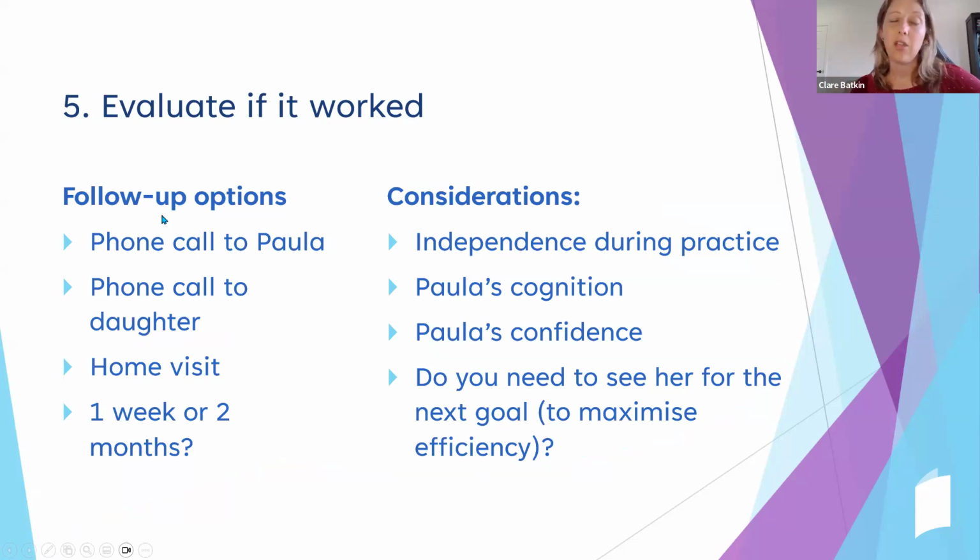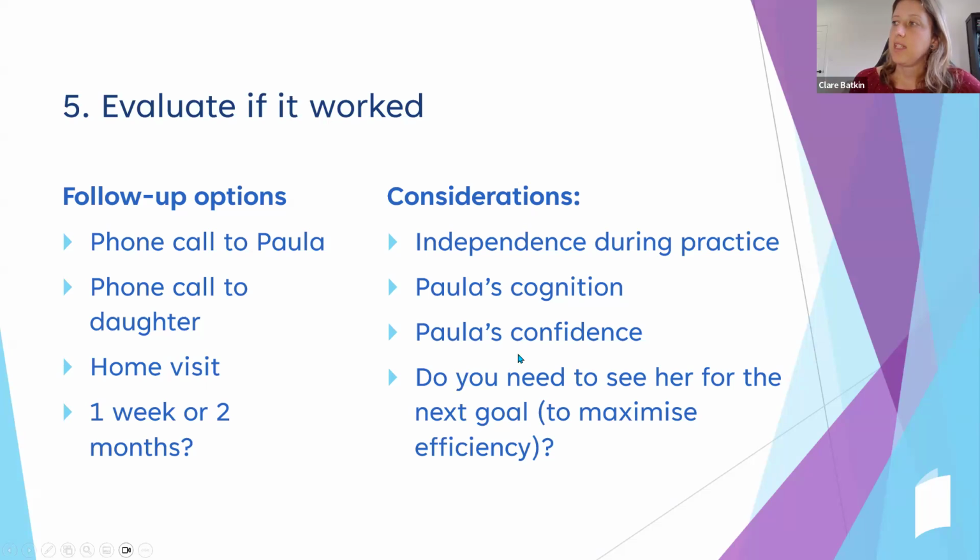So in terms of how you can follow up, it could be that you do a follow-up phone call to Paula and just ask her whether she's using it, if there's any issues. If her daughter's been involved, you can maybe call her daughter and ask her as well, depending on what you thought about Paula's cognition when you were doing those visits. You could actually go back and do another home visit yourself, and it could be that you do that a week later or as much as 2 months later, depending on lots of different things.